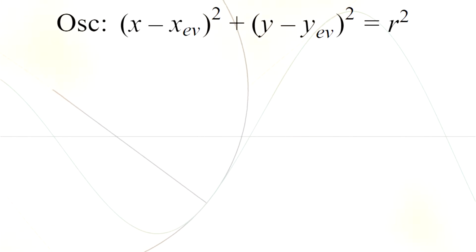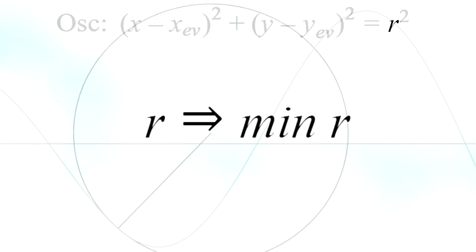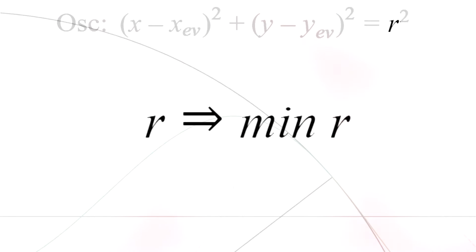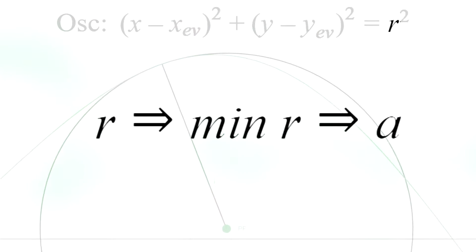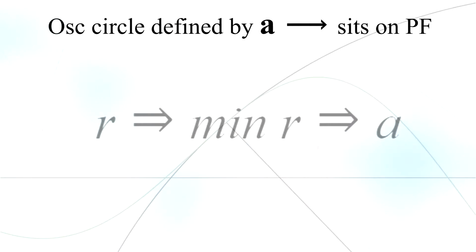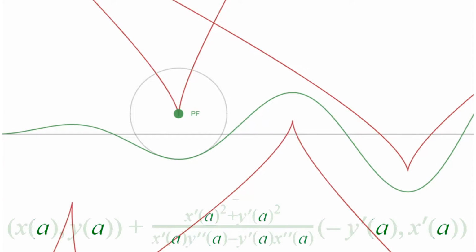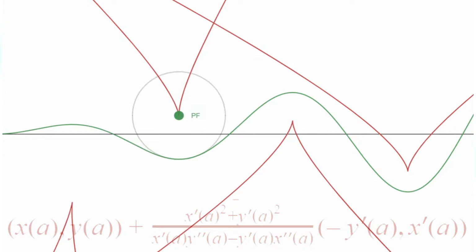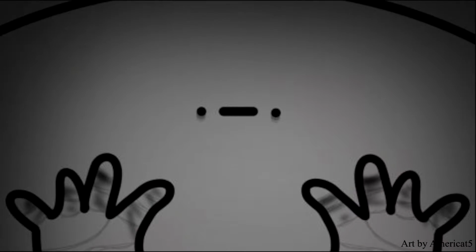This means that the radius in that equation approaches a relative minimum value, and by finding the minimum value of the radius, we can determine a value of a, where the circle equation sits on the PF, or more directly, a value of a, where the evolute parameter yields the coordinates of the PF. With all this information, let's get our mathematical hands dirty.